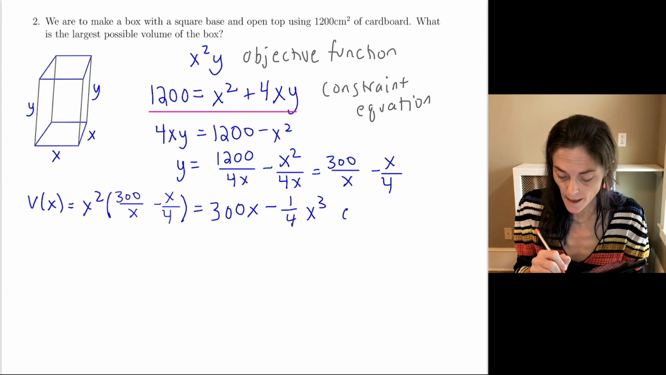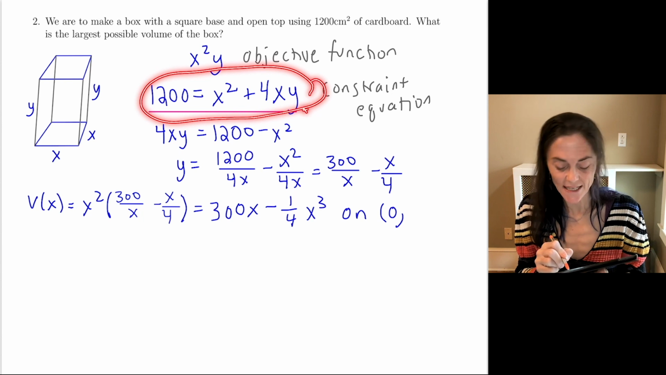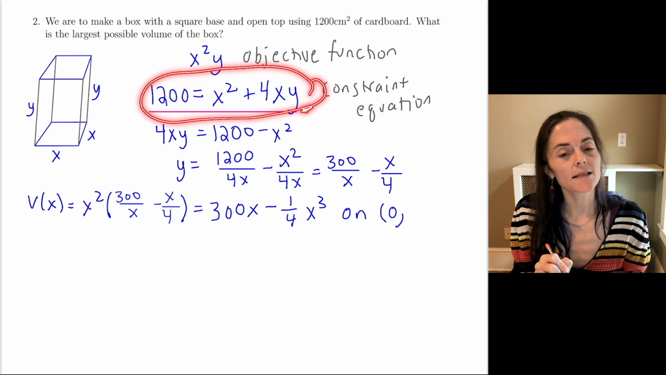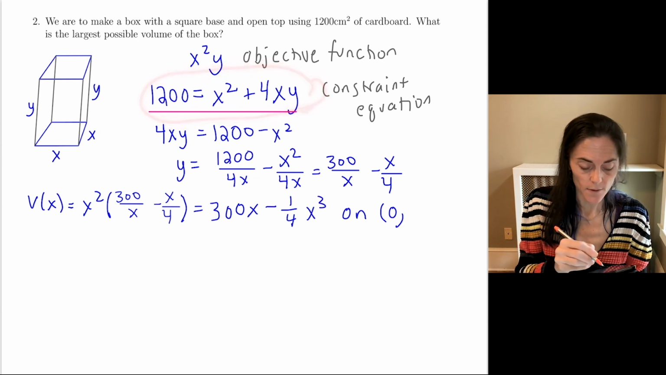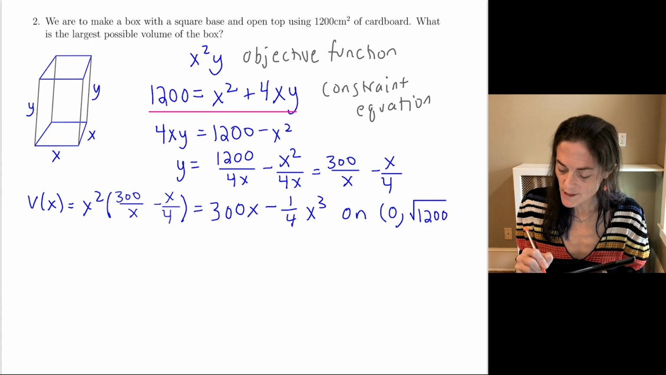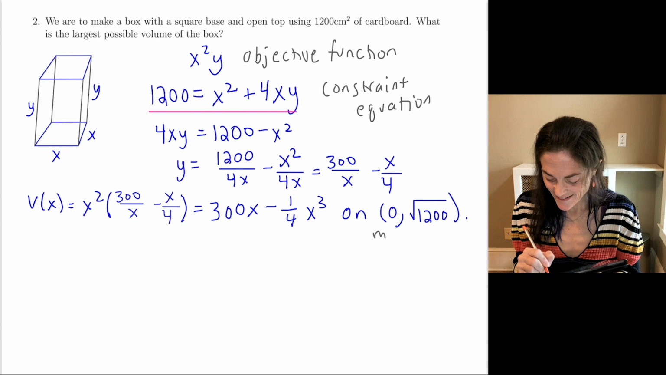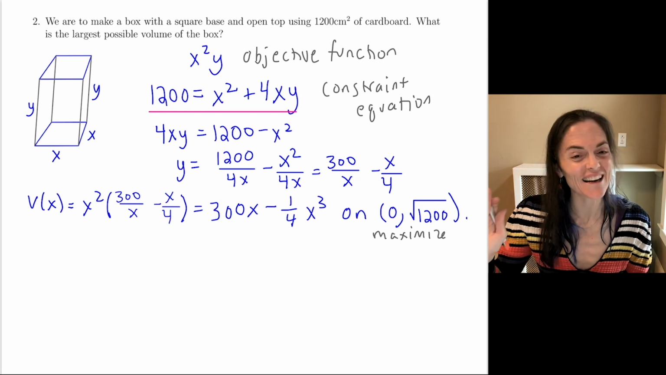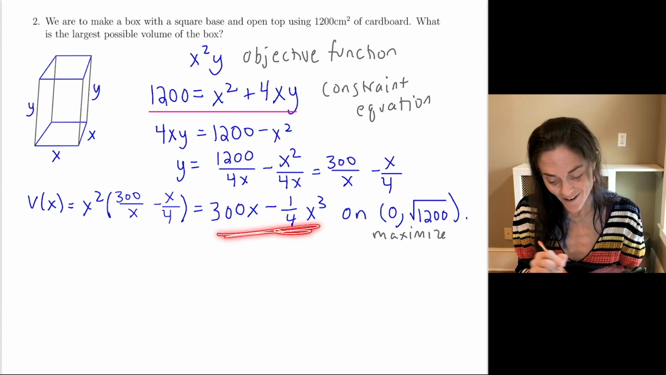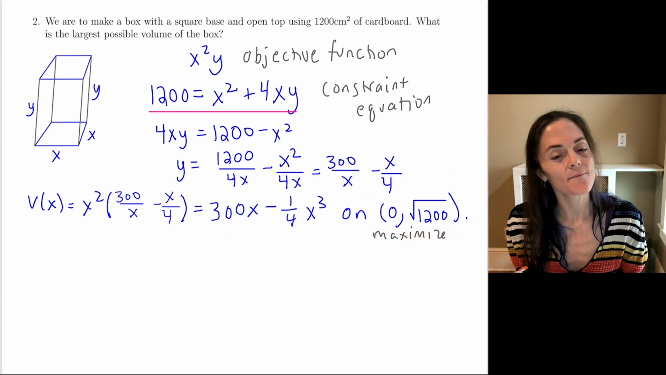Let's think about what this is defined on. Well, certainly x needs to be positive, and then we can stare at this equation. Let's see, y needs to be positive, which would say that x squared must be less than 1,200. So this goes from 0 to the square root of 1,200. What are we trying to do here? We are trying to maximize. Fantastic. This was the hard part of this question. Generally with these optimization questions, the hard part is getting yourself to having a function of just one variable defined on an open interval typically, and then you're ready to jump into the calculus.